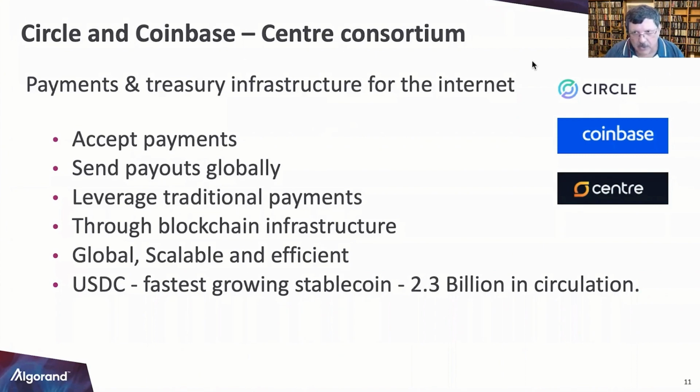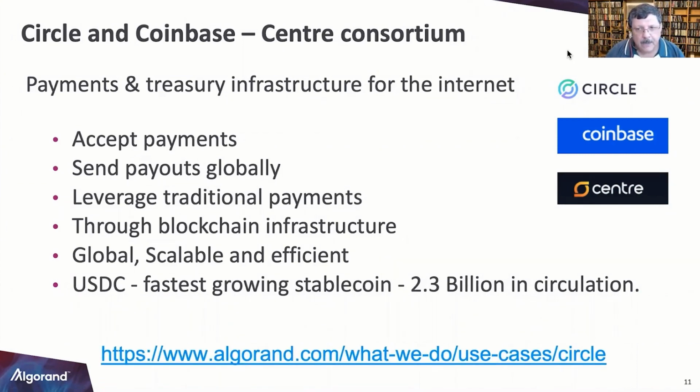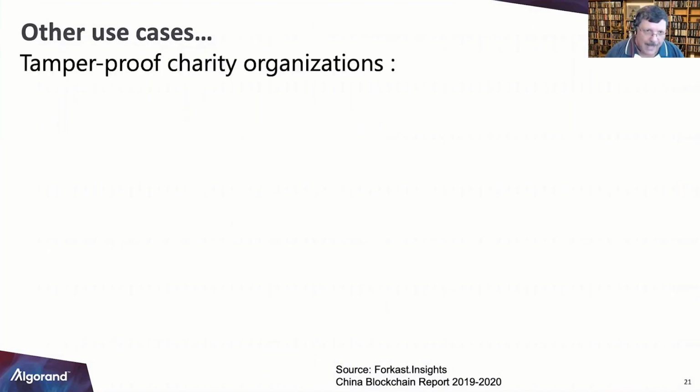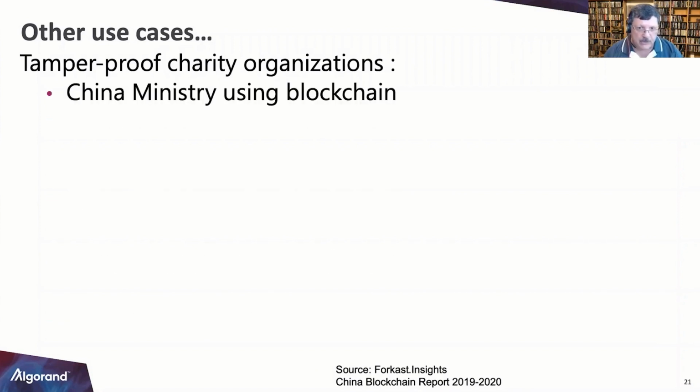And there's a good number in circulation, 2.3 billion in circulation. Again, another great use case. You can take a look at that up on our use cases site on Algorand. So it's not limited to money and cryptocurrencies and things like that. There's a lot of other use cases, right? We saw one up front on the copyrights, as well as now tamper-proof charity organizations. And these examples were taken from a recent China blockchain report for 2020.